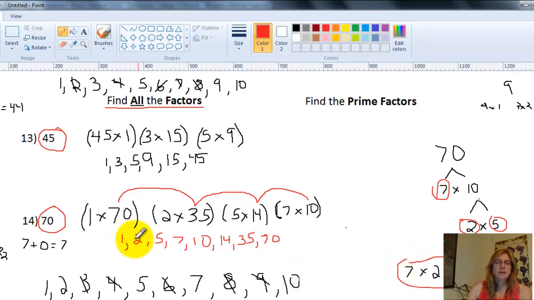And these here are all the factors in general of the number 70. So these have both prime numbers and composites, and this is just prime numbers for factors. So prime factors and all the factors. Okay.